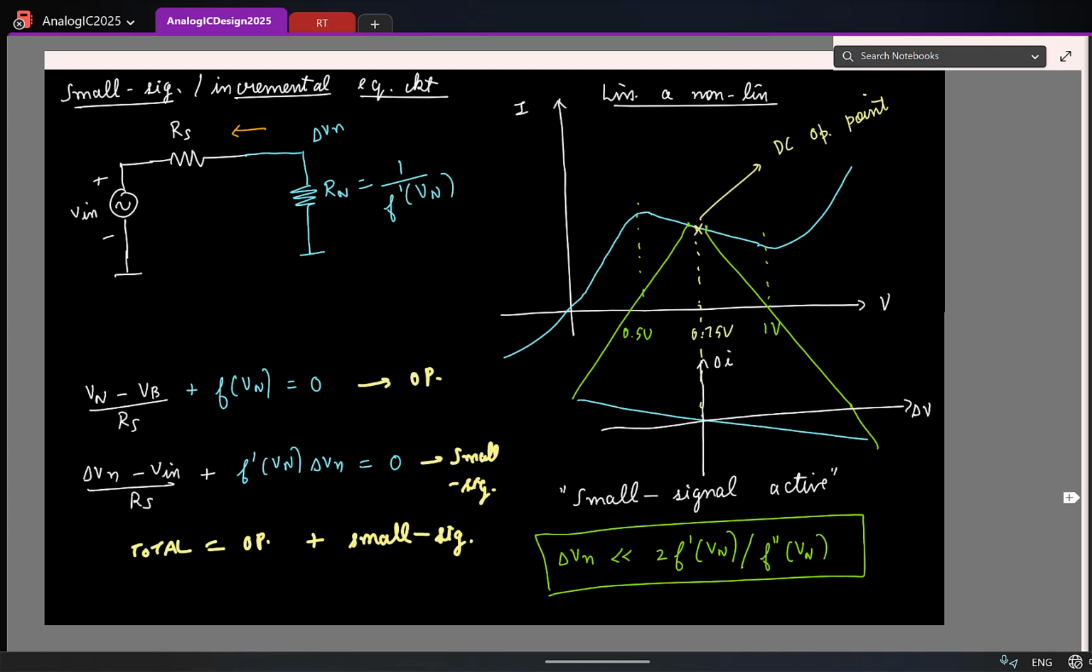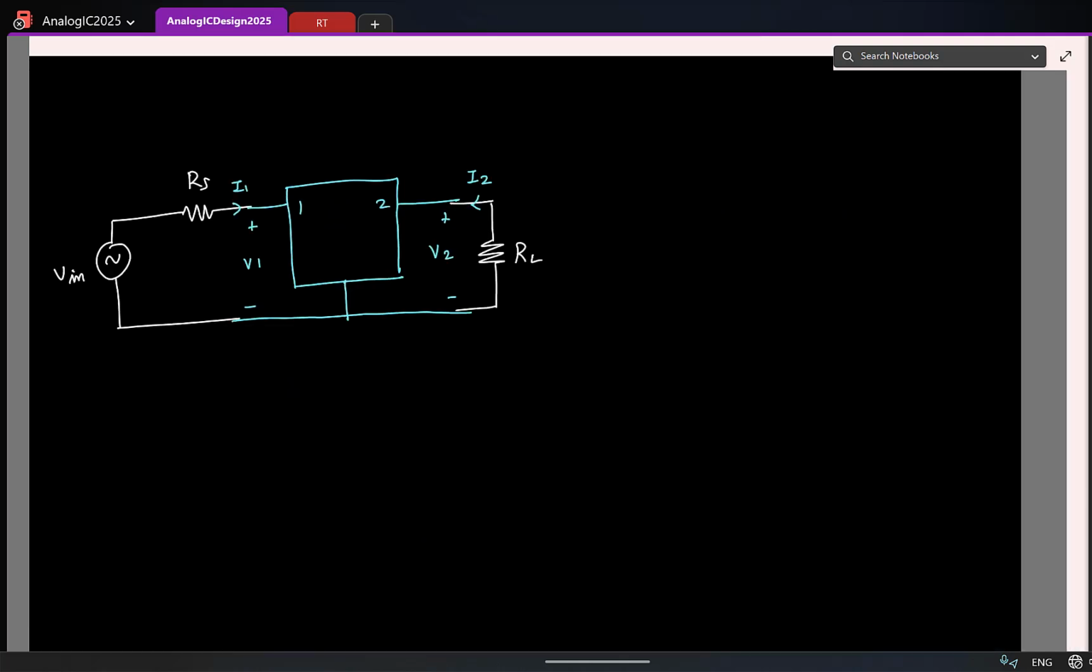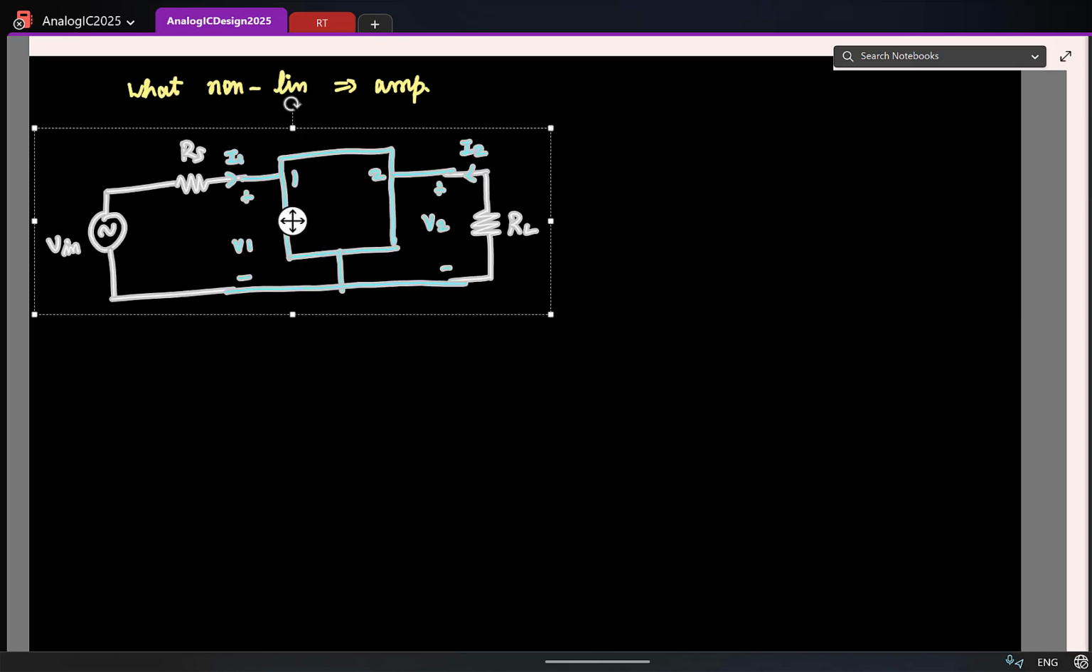Similarly, let's try to understand what should be the conditions on the nonlinear characteristics of the 2-port device so that we get amplification. So if I were to write this, I want to understand what nonlinearity I should have so that I get amplification. This is my goal. But before that, let's understand how to characterize a 2-port network.